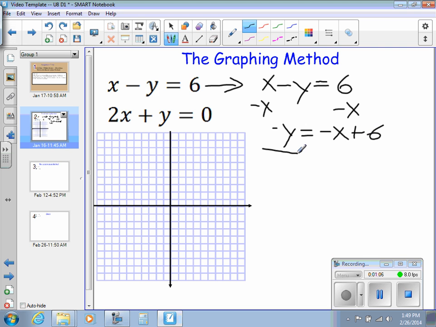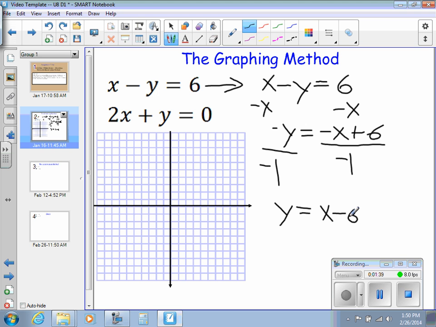Now I need to divide both sides by negative 1 to get rid of the negative coefficient on my y. When I do that, of course, on the right side of the equation I'm going to distribute that division. The negative will change both of the signs. It will change the negative x to positive x and plus 6 to minus 6. So I will get y equals x minus 6. And now I need to graph that.